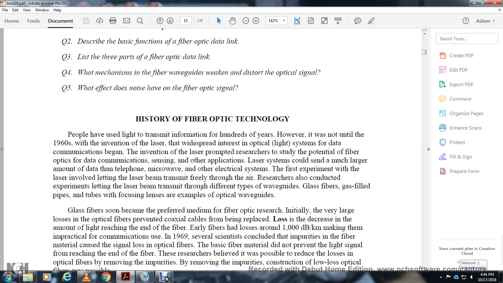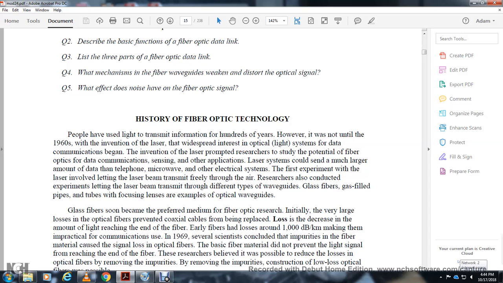History of fiber optic technology. People have used light to transmit information for hundreds of years. However, not until the 1960s, with the invention of the laser, did widespread interest in optical data communication systems begin. The invention of the laser provided researchers the means to study the potential of fiber optics for data communication and sensing. Laser systems could send a much larger amount of data than telephone, microwave, and other electrical systems.